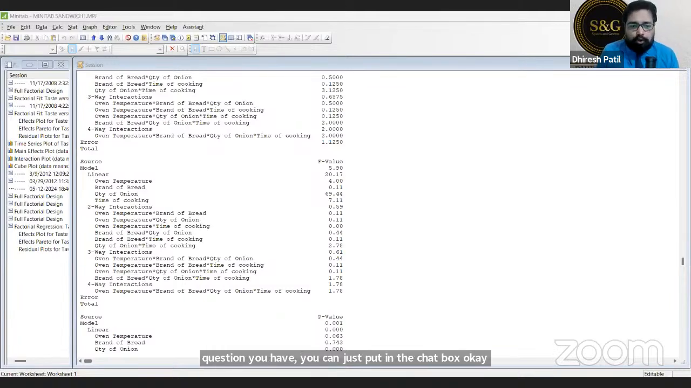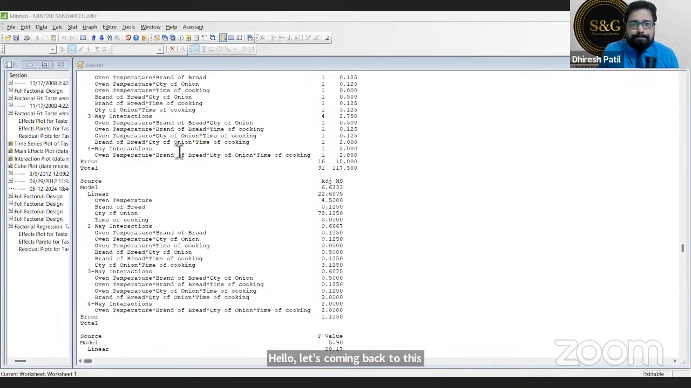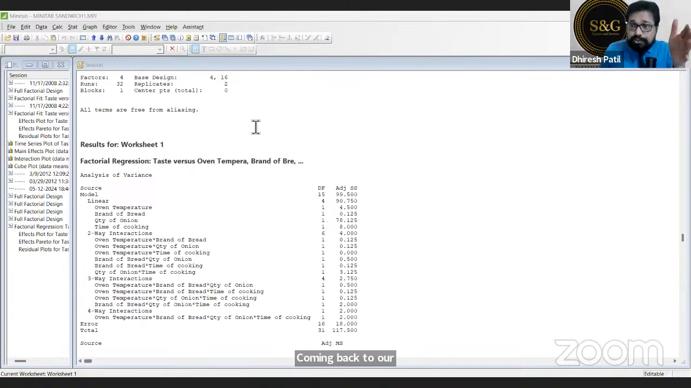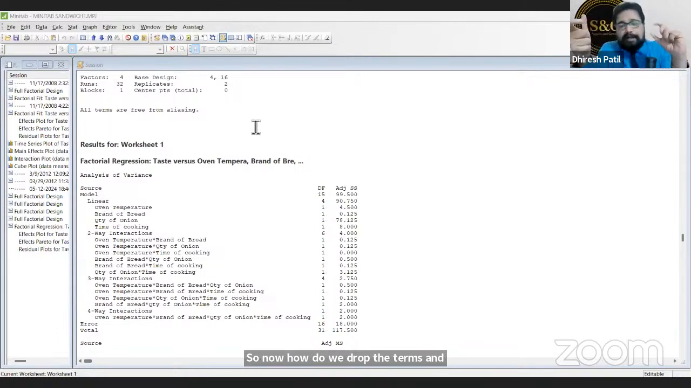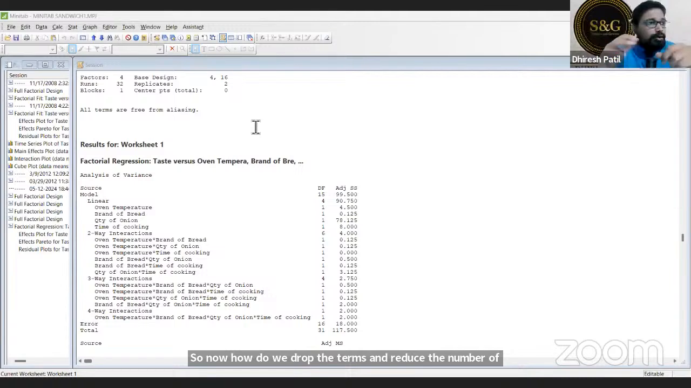Super. Chalo, let's come back to this. Coming back to our question: how do we drop the terms and reduce the number of factors which are not relevant? Okay, clear here? Now coming back to this, okay?